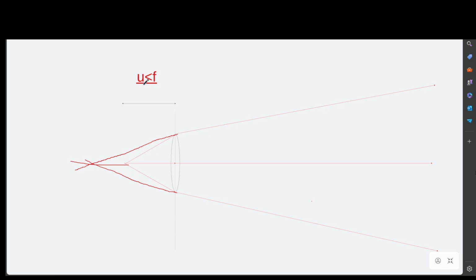Now, if you remember in the last video, the object distance was always negative and the image distance was always positive. However, in this case, when it's a virtual image, you can see that the image is on the same side as the object, which means that the image distance is going to be negative. So that's just something you need to remember: when it's on the same side, the image distance is negative. Alright, so there aren't too many rules to remember.